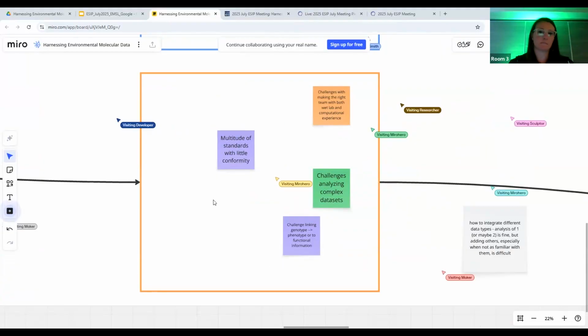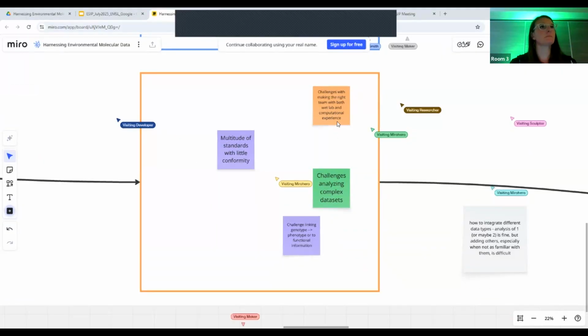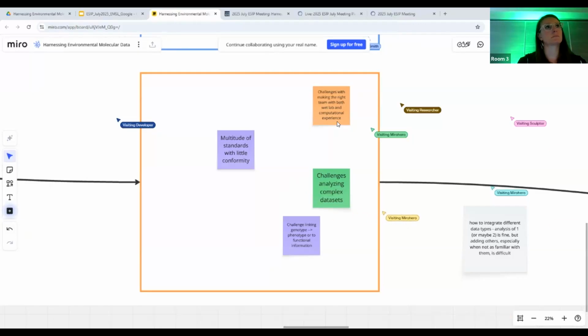Yeah, I'd love to hear more about the challenges with making the right team with wet lab and computational experience. Not sure who wrote that, but I'd like to understand what people see as the computational and software expertise needs in what you've written or what other folks are thinking about.